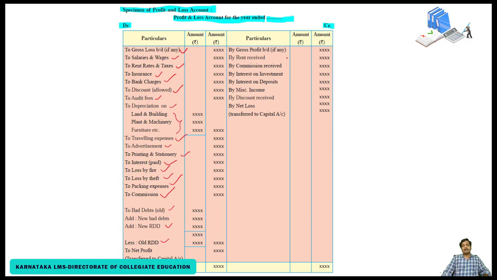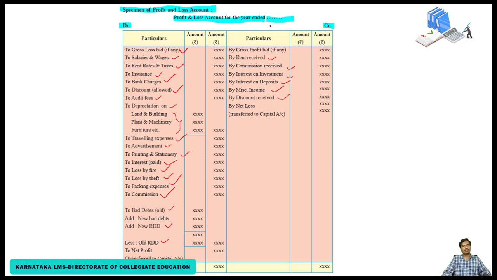And on the credit side you just observe the gross profit brought down, it is taken from, that means brought down from the trading account. So this has been brought down from the trading account. And rent received as well as commission received, interest on investment, interest on deposits, miscellaneous incomes, discount received, like this. All kinds of indirect incomes must be recorded under the credit side of the profit and loss account.